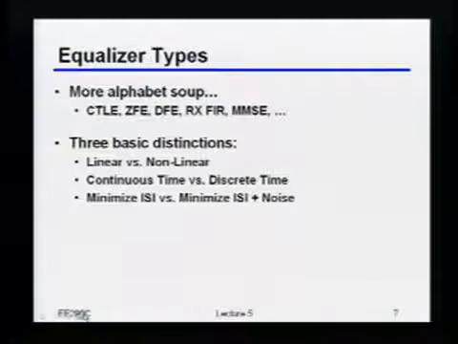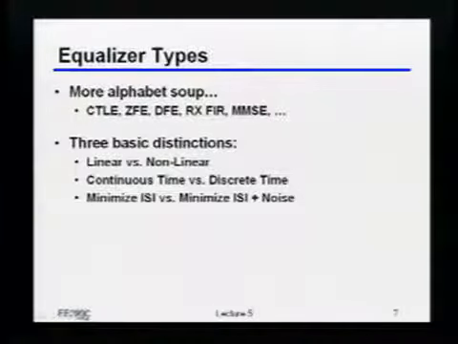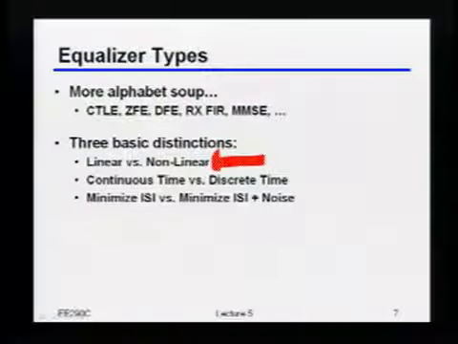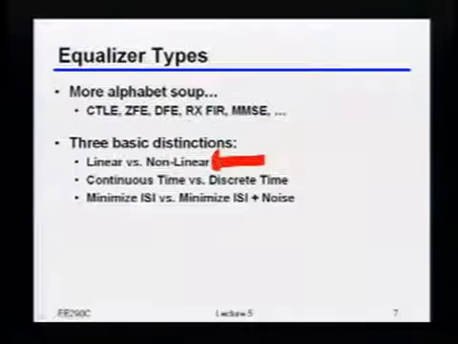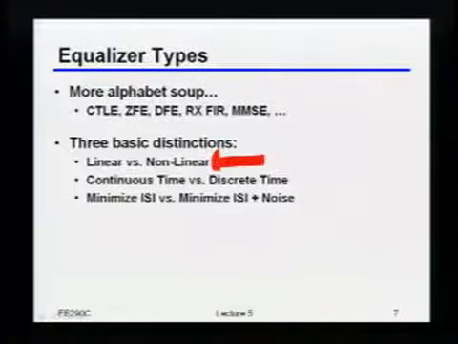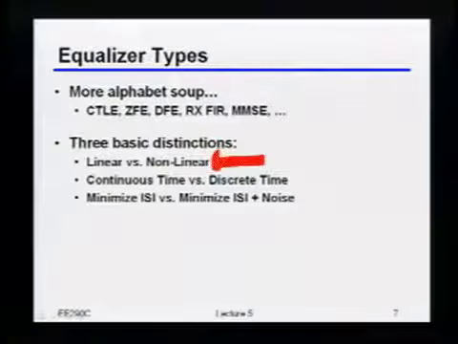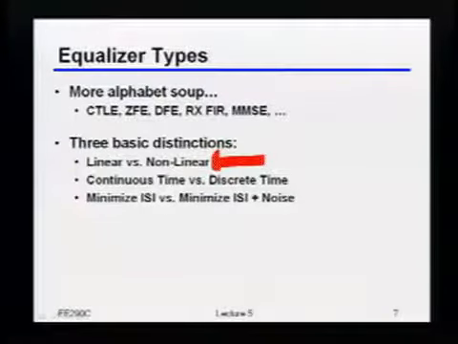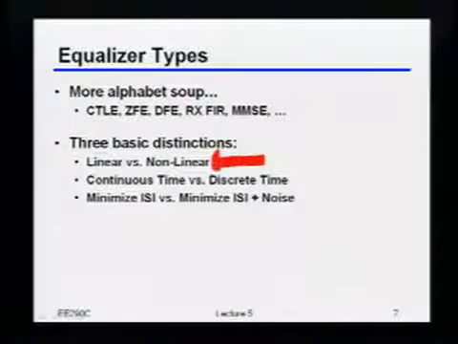But the main thing to keep in mind with all of these equalizers is essentially just three basic distinctions. The first is whether or not that equalizer is linear or nonlinear. We'll see an example of both of those in a second and why you'd even want to deal with something ugly and nonlinear. The second is just whether you deal with things in continuous time or discrete time. Nothing too complicated, but again, we'll see what the trade-offs there are in a second.